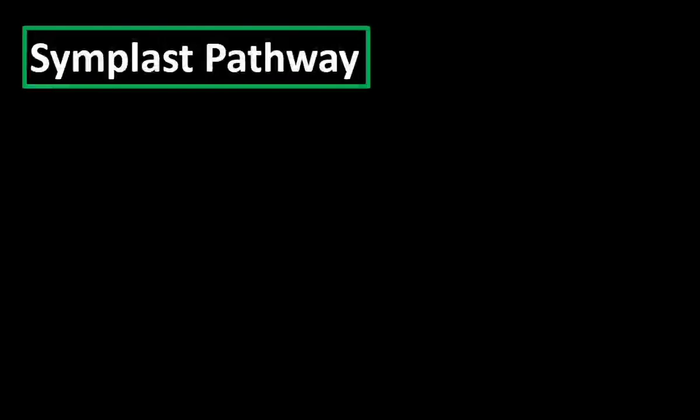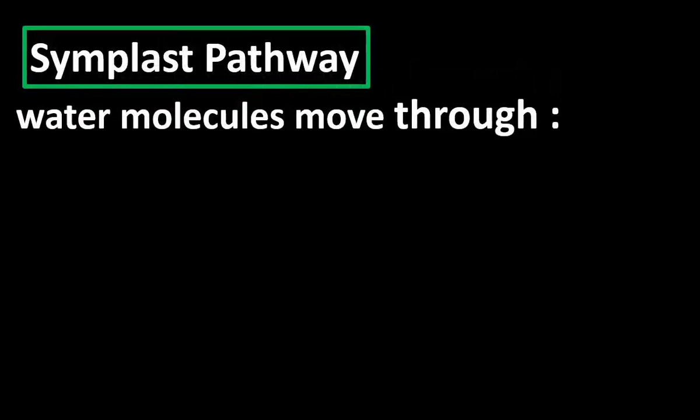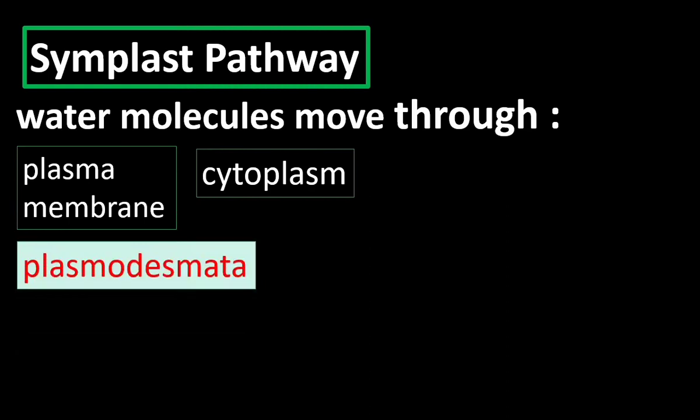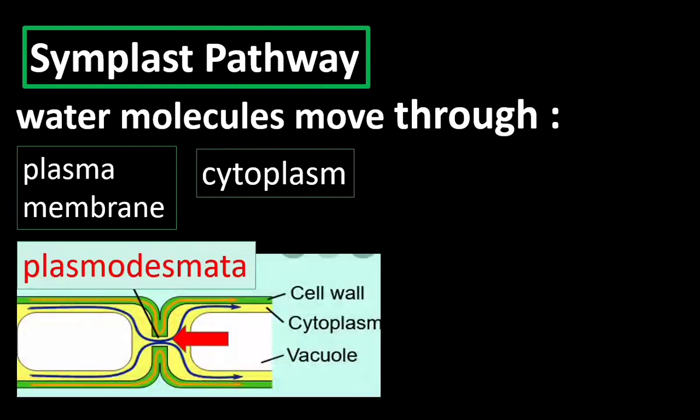Let us move on to the Symplast pathway. In this pathway, water molecules move through the plasma membrane. Water molecules cross the plasma membrane and enter into the cytoplasm. From the cytoplasm of one cell, the water molecules move to the cytoplasm of a nearby cell through plasmodesmata. Plasmodesmata are gaps between nearby cells. Through the plasmodesmata, water from one cell enters into the cytoplasm of a nearby cell.